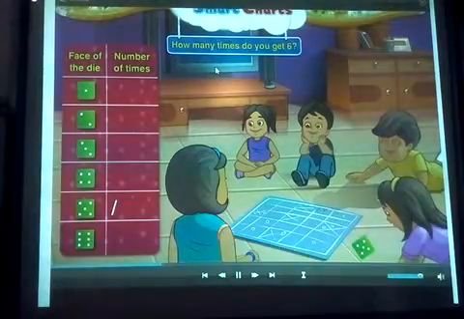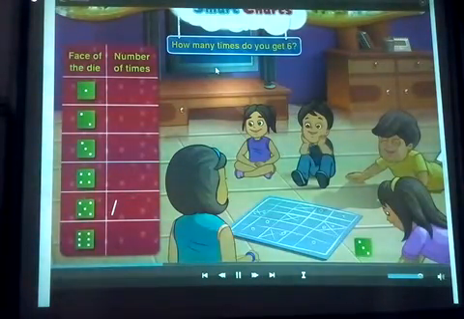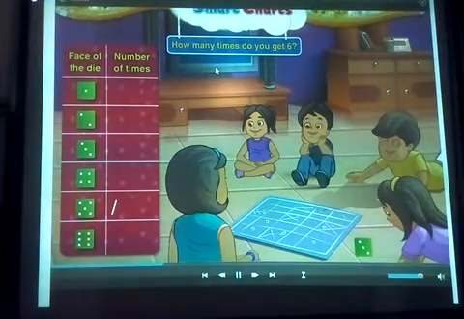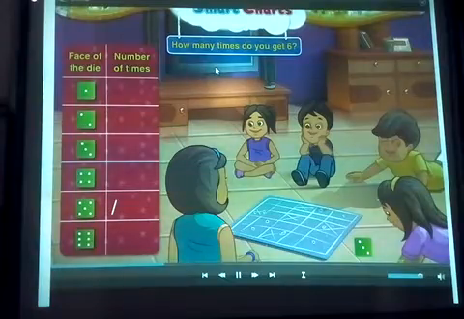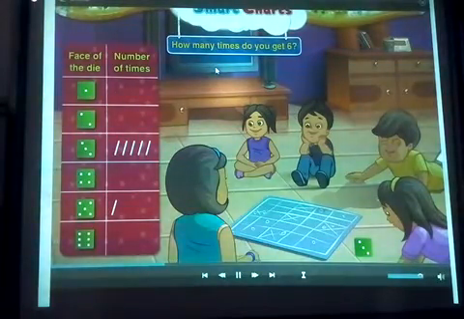For example, Rabia threw her die 30 times. She got the number 3 5 times. In her table, she marked 5 slant lines.